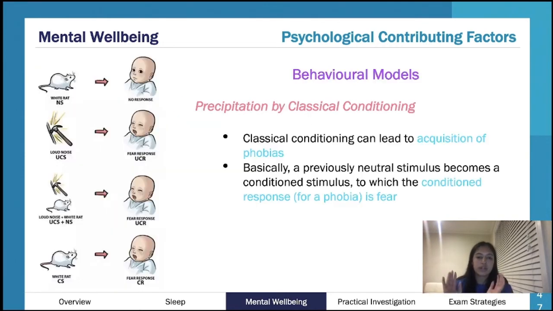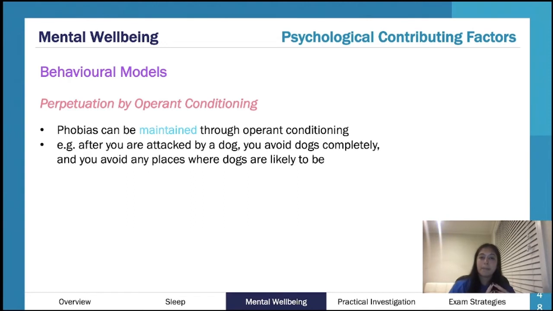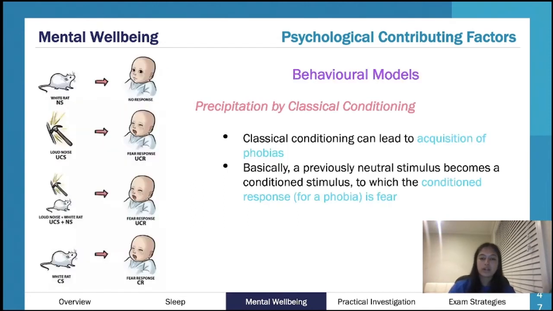conditioning. So if you think about the words precipitation and perpetuation, precipitation, I think of rain, like it's called precipitation, that's what I always think of. It's like the initial, almost like triggering of this acquisition, I guess development of this phobia. And then perpetuation is like the maintenance, so maintaining this phobia. So with classical conditioning, we're thinking of this precipitation because it's this initial association that's formed between fear and the stimulus.